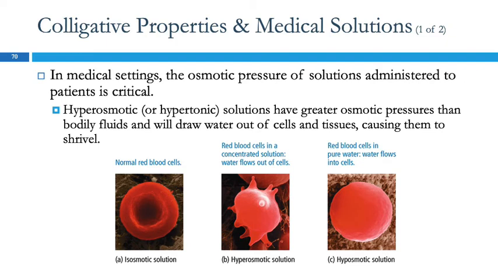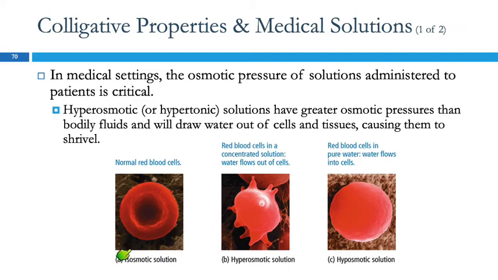So as I mentioned earlier, the osmotic pressure of solutions administered as intravenous fluids is critical. A hyperosmotic solution, also known as hypertonic, has more osmosis. It's going to have a larger osmotic pressure than the bodily fluids, so it's going to be more concentrated, and it's going to pull water out of the cells.